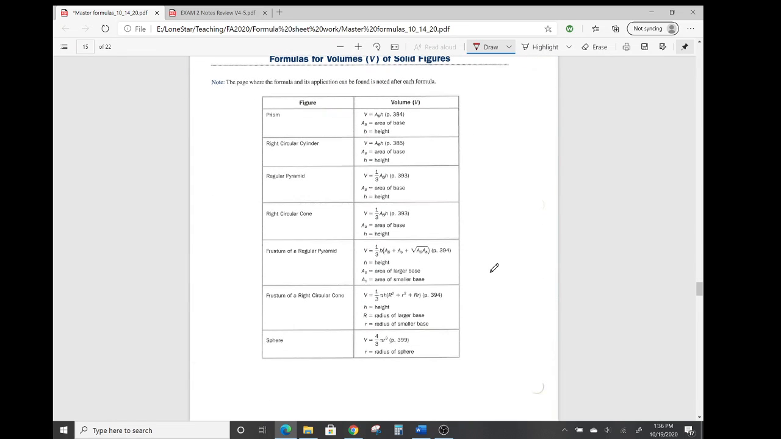Now, volume is always going to be in units cubed. Volume is units cubed. Because volume is dealing in 3 dimensions. So let's make a square.